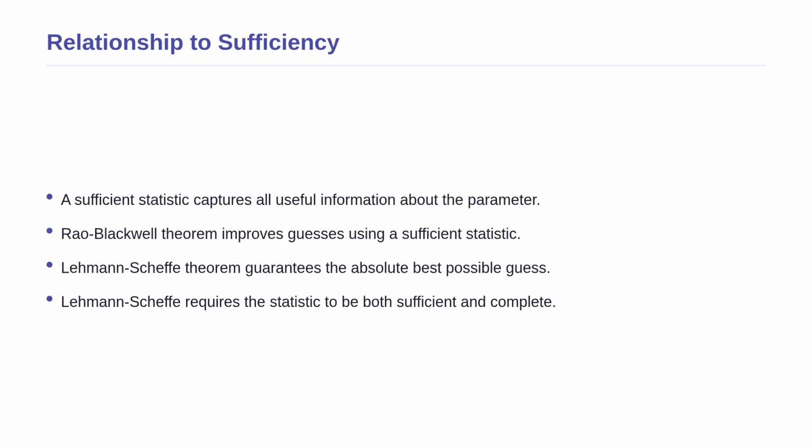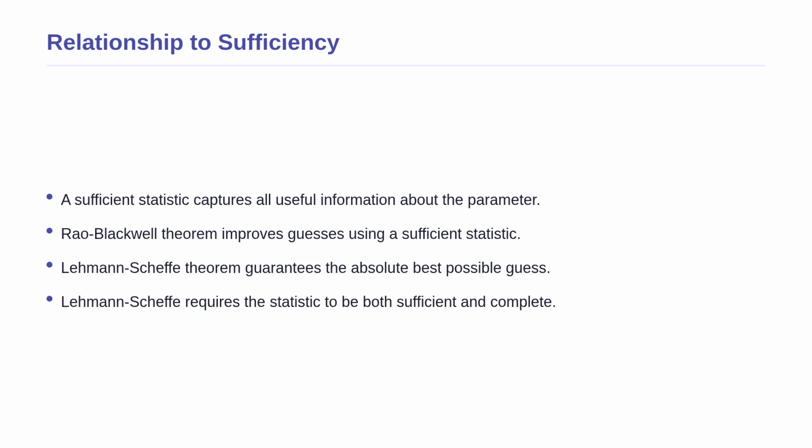Now, how does completeness fit into the broader picture of statistical inference? It is closely tied to another concept called sufficiency. A sufficient statistic is a summary that captures every single piece of useful information about the hidden parameter from the data, leaving nothing important behind. Complete and sufficient statistics almost always go together in advanced statistics.